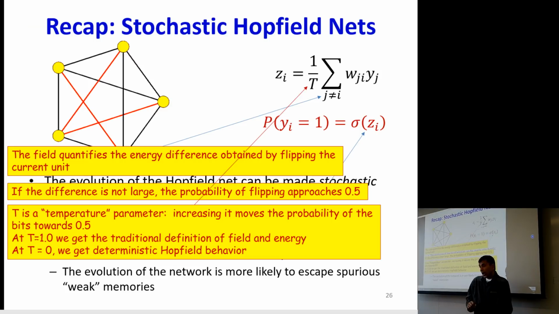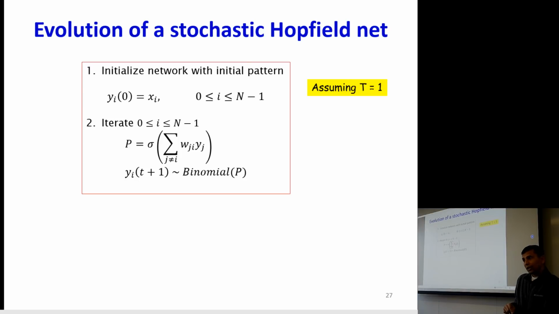If T is 1, you get the traditional definition of an energy and a field that we've talked about before. But if T is 0, you get deterministic Hopfield behavior, meaning that the neuron aligns itself with the current field and that's it. There's no probability of it misbehaving, right? Is that clear to everybody? So all we've done is add a little bit of noise that lets you escape these ugly little dips in the energy contour.